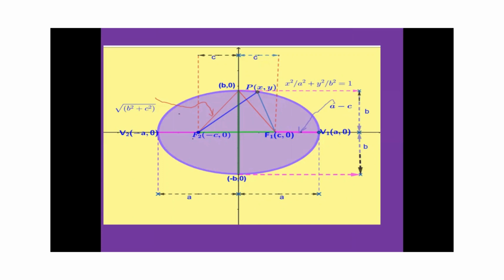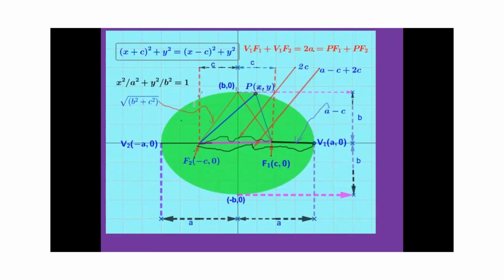The distance from the center to the focus is C. The distance from the center to the minor axis end is B. The distance from the center to the vertex is called A, and the total distance of the major axis is A plus A, which equals 2A. This picture is all about the terminology of an ellipse.